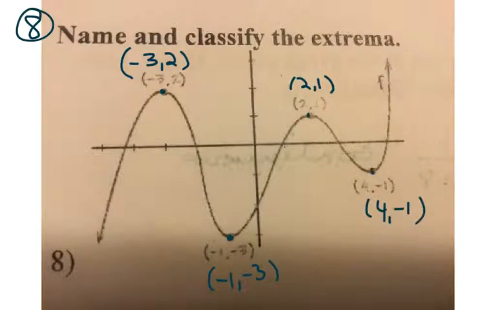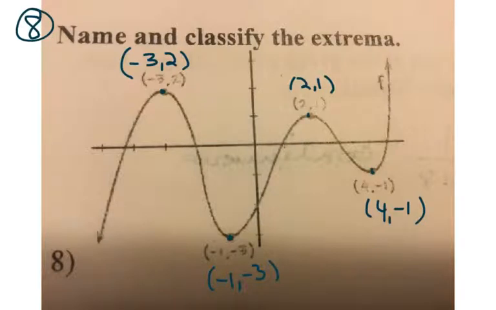But what will we classify them as? Remember, we have two types of maximums and minimums: the absolute maximum or minimum and the relative maximum or minimum. The absolute maximum or minimum is going to be the absolute highest or lowest point, above which or below which there is no other part of the graph.